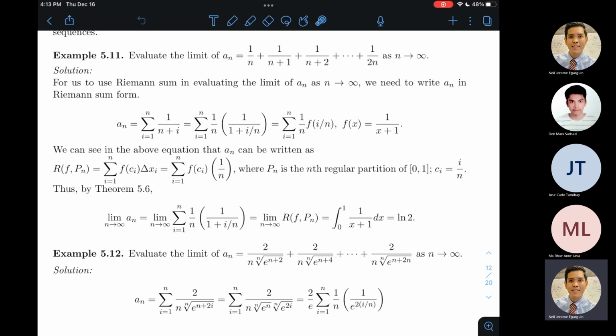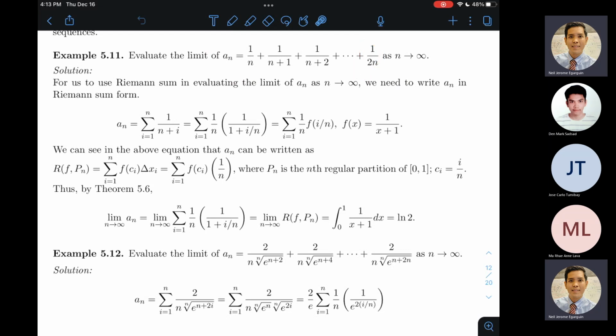Okay? Now, let's look at 5.11. Let's look at the sequence of ANs where each of the ANs looks like this: 1 over n plus 1 over n plus 1 plus 1 over n plus 2 until 1 over 2n, as n approaches infinity.